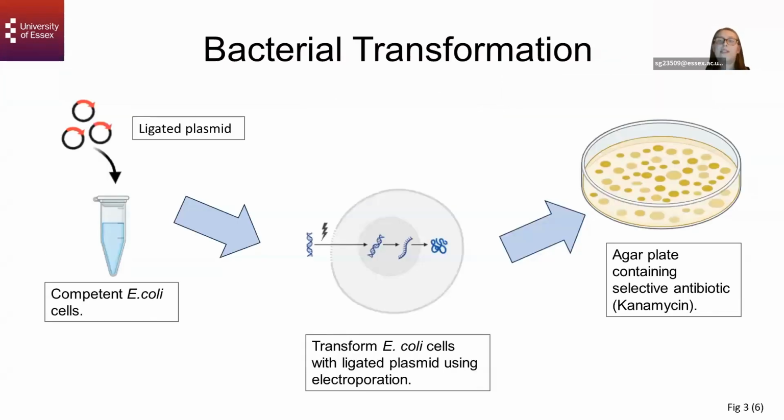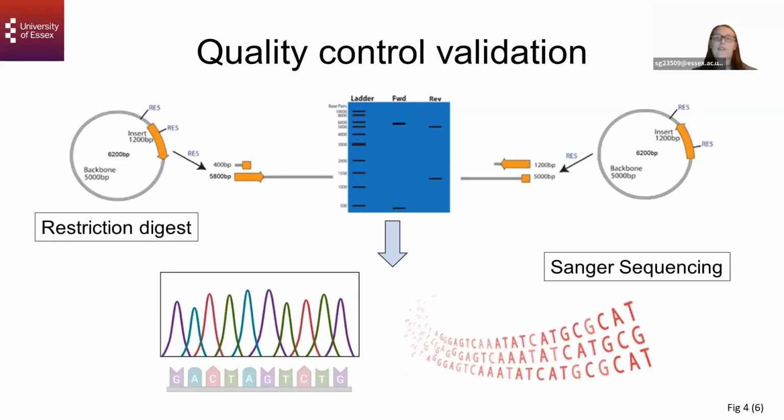E. coli cells are being prepared using a commercial kit to ensure competency. Then the competent E. coli cells are transformed with the ligated plasmid using electroporation. Electroporation is being used due to the higher transformation efficiency compared to other methods such as heat shock. Then the transformed cells are plated onto agar plates containing the selective antibiotic kanamycin. Clones will be identified through performing restriction digestion on plasmids isolated from positive colonies. This verifies the presence and size of the insert. Following this, Sanger sequencing will be used to confirm the clones to ensure the correct sequence.